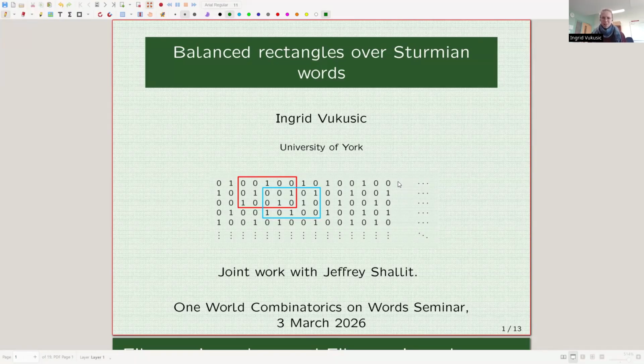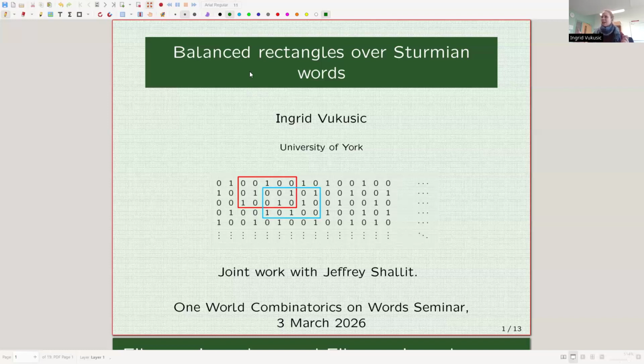I've also given a talk online about this in case anybody has seen it. It was in Luminy in November, so I will be repeating a lot of the things I said there. But since then, I've hopefully completely generalized the main results to any Sturmian words with any irrational rotation angle, and I'll be telling you about that as well.